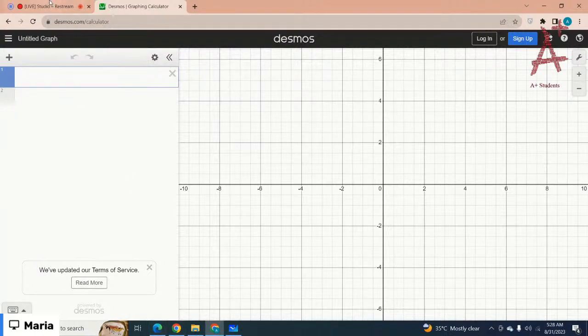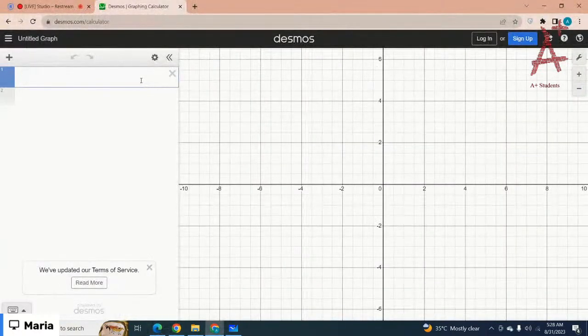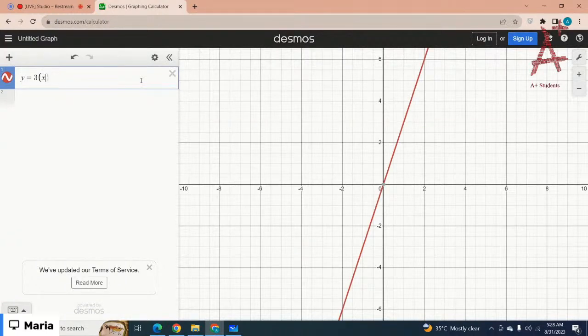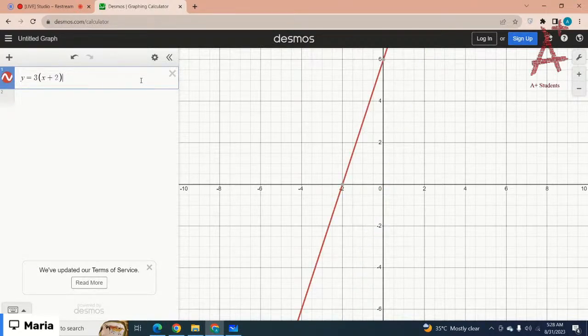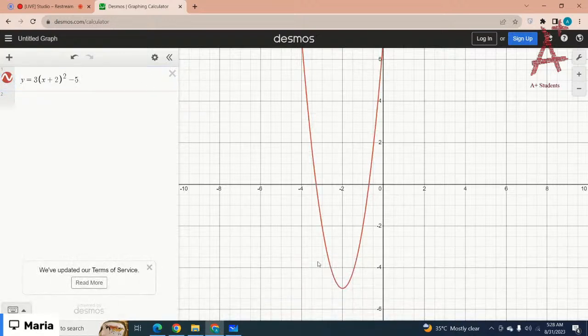The equation is y equals 3 times x plus 2 whole square minus 5. Okay, you can see here is the parabola, here is the vertex, and also the parabola is touching the x-axis at 2 points, right? That means d is greater than 0. So because there are 2 points, that means d must be greater than 0, right?